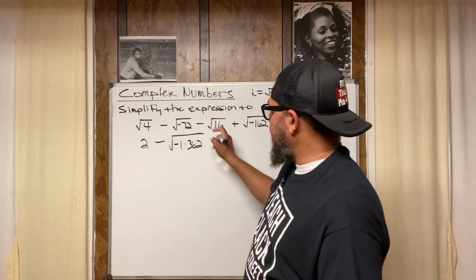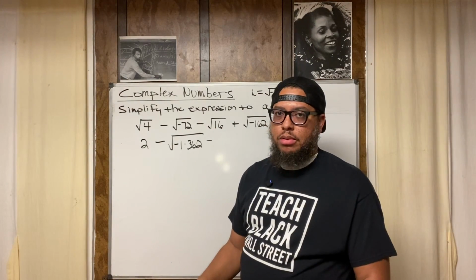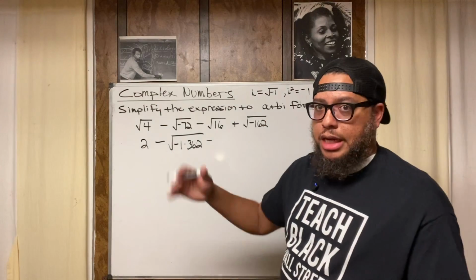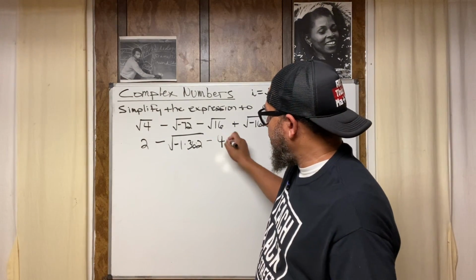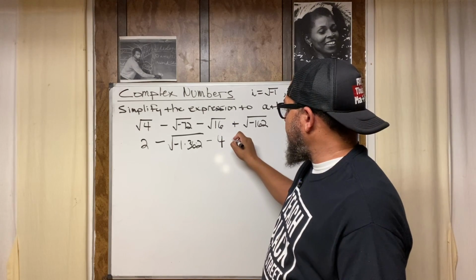So then I go over here to this 16. 16 is a perfect square, so we don't have to break 16 down. It's perfect already. So we just take the square root of 16, which is just 4. Bring the minus sign down. Boom, square root of 16, that's 4. Then you bring your plus sign down.